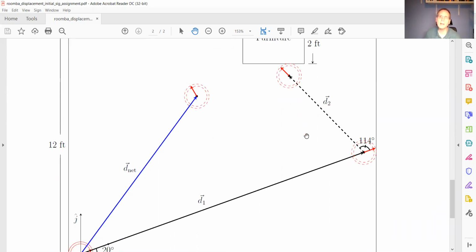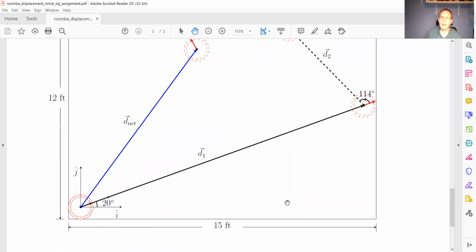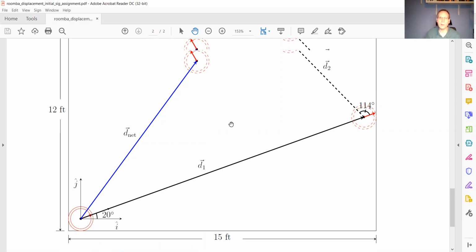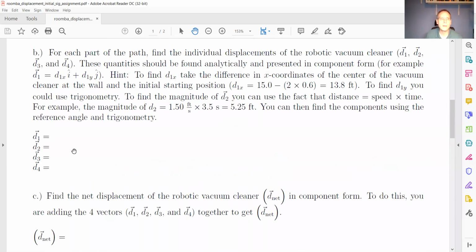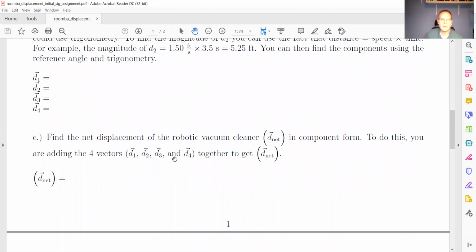And then it rotates again, so then you're going to have D3. You can figure out those components. And it rotates again, clockwise now, and then D4 is from here to here, to the finish point. You can figure out those components too. So you want to figure out the components of each of those vectors and write them in component form in terms of i hat and j hat.